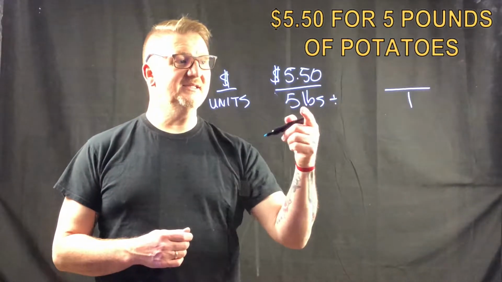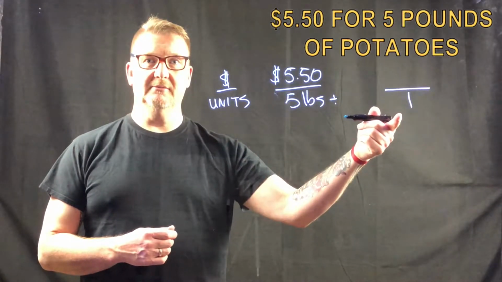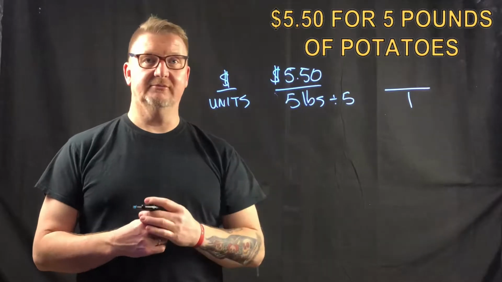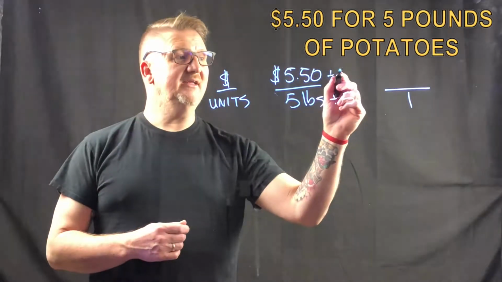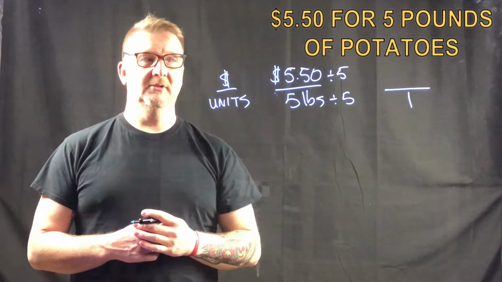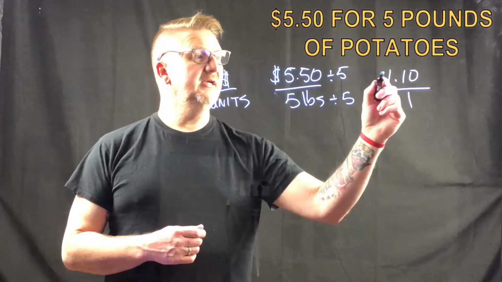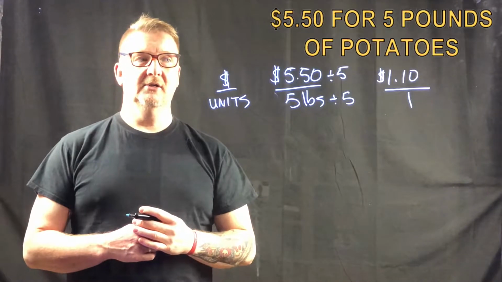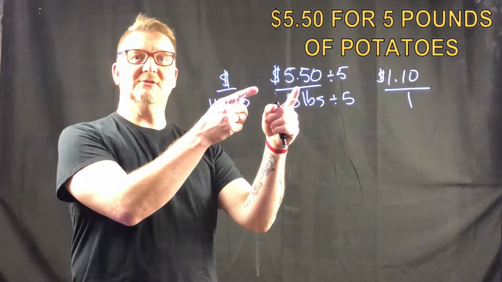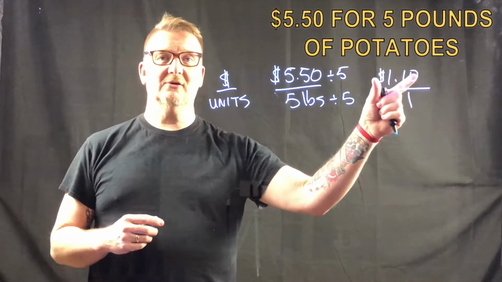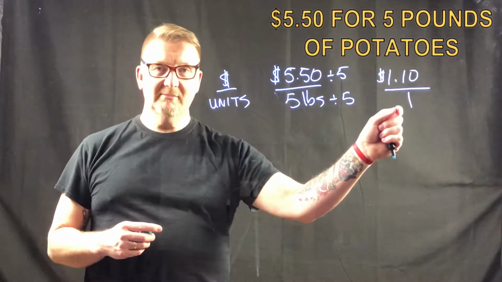I've got to divide this by some number to get me to 1. You probably already figured it out. I divide by 5. That means I have to divide this number by 5 as well. $5.50 divided by 5 leaves me with $1.10. So what this means is, if I pay $5.50 for every 5 pounds of potatoes, that I'm paying $1.10 for 1 pound of potatoes.